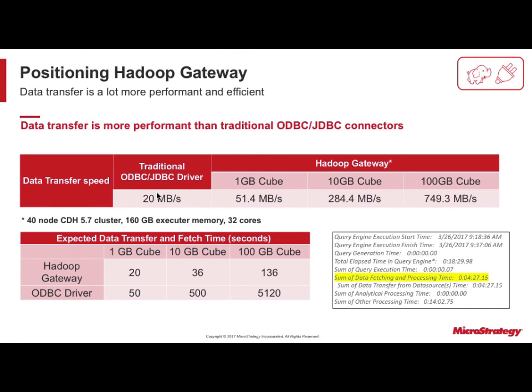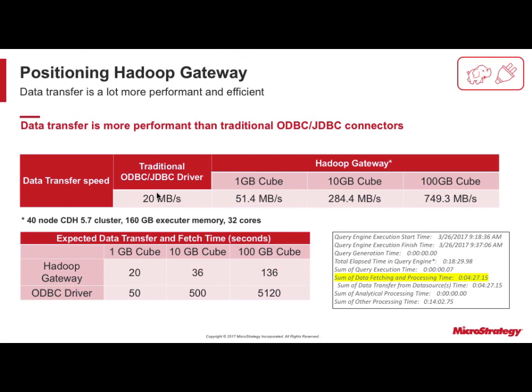So practically, what do I mean by data transfer speed? I alluded to that earlier in my presentation, but look at the bottom right of this slide, which is a sample output of cube details. When you're publishing a cube, as I mentioned, there are multiple segments. This cube details section shows the query engine execution start time, the execution finish time, how long the query execution took, and then what I highlighted is the sum of data fetching and processing time, and also the transfer time, which is the same number. Those two rows are the numbers that can be reduced with the Hadoop gateway.